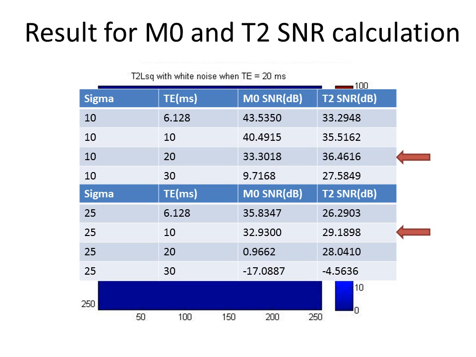And when sigma equals 25, the optimal TE should be 10 ms because the T2 SNR is the biggest here. And here I want to mention that it seems sigma has some sort of effect on the optimal TE. It seems the larger sigma causes a smaller optimal TE.